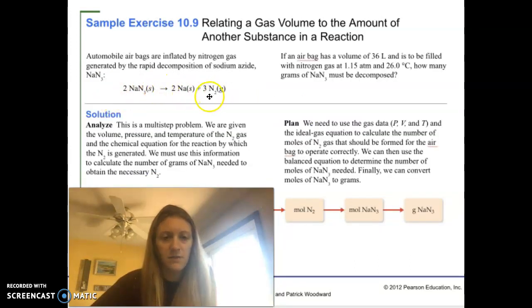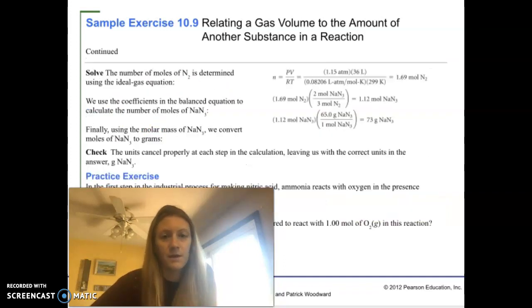You're going to see that for every 3 moles of N2, I need 2 moles of NaN3. So that's where this 3 and the 2 came from. And because N2 is what we're working with, it needs to be canceled out, so it goes on the bottom. The NaN3 is what we're looking for, so it goes on the top, which means I'm going to multiply my 1.69 times 2, then divide by 3 to get 1.12 moles of NaN3.